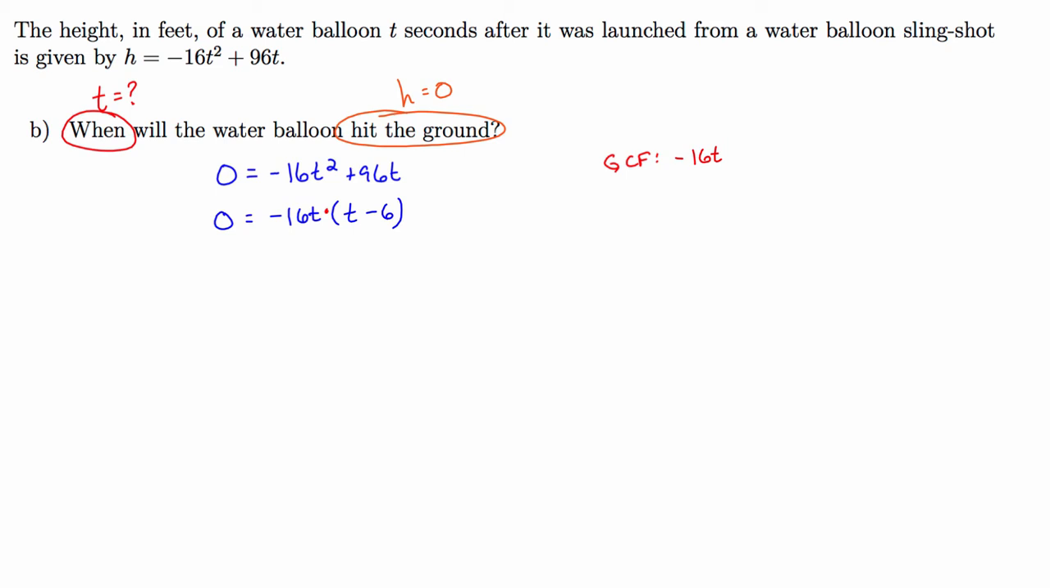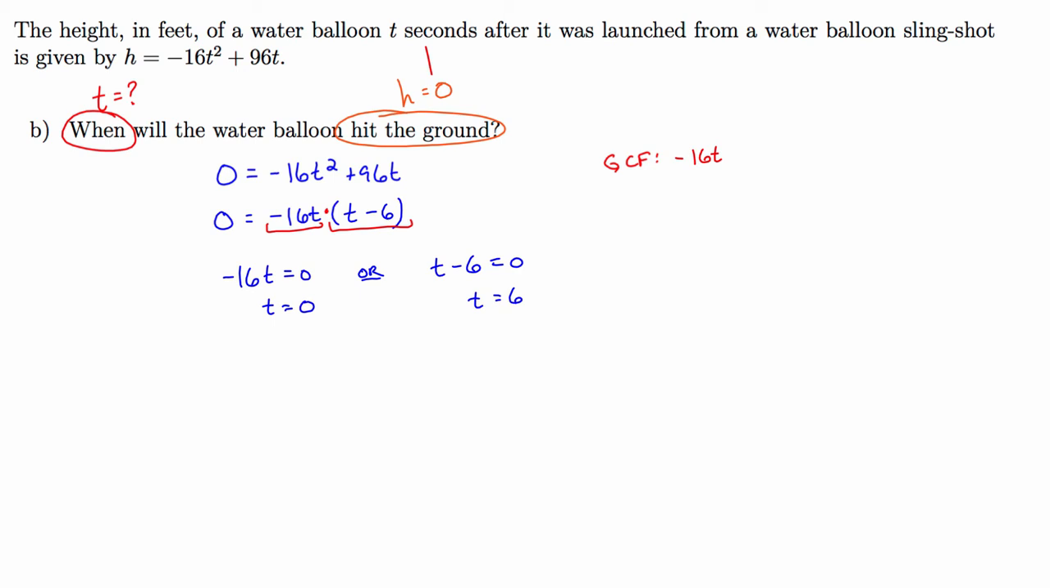At this point, we do now have this polynomial factored. So for this equation to be true, either negative 16t has to be 0, or t minus 6 has to be 0. So we'll set each of those equal to 0 individually. Negative 16t equals 0, or t minus 6 equals 0. To solve negative 16t equals 0, we can divide both sides by negative 16, giving us a t value of 0. To solve t minus 6 equals 0, we'll add 6 to both sides and obtain t equals 6. This equation does have two solutions, so what we want to think about is if both of them make sense in the context, and which one actually answers the question.